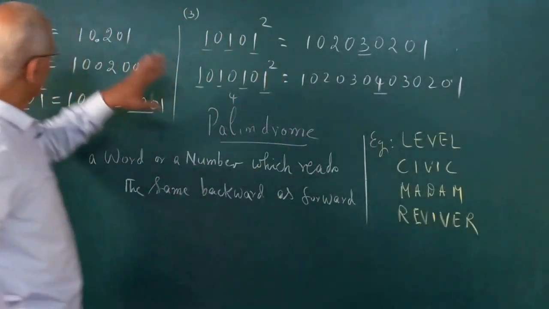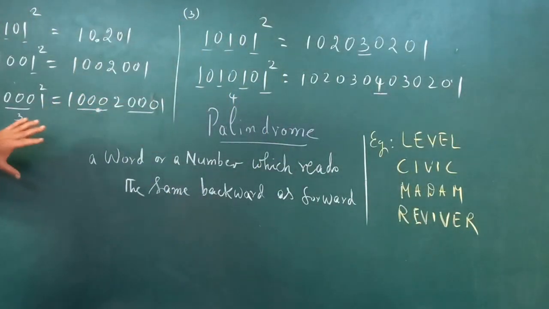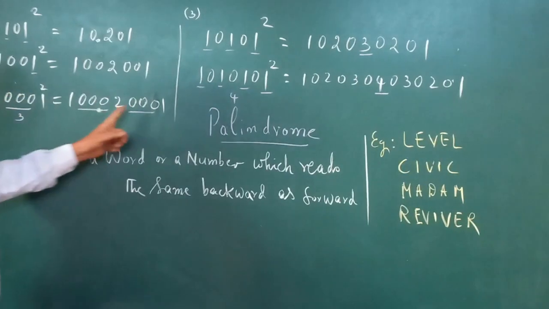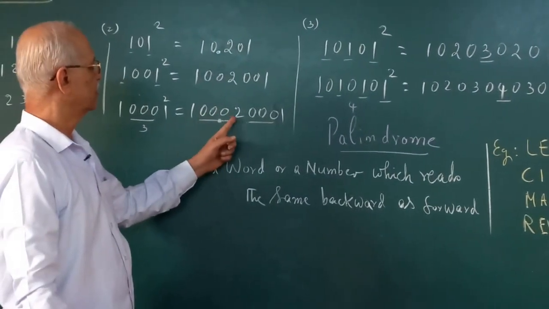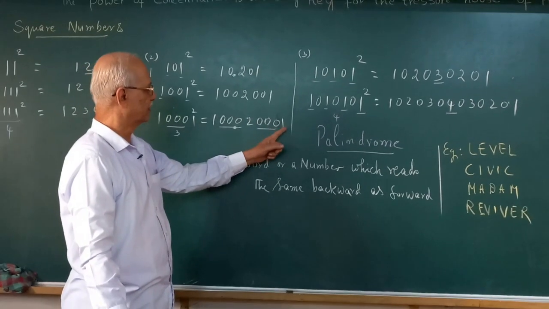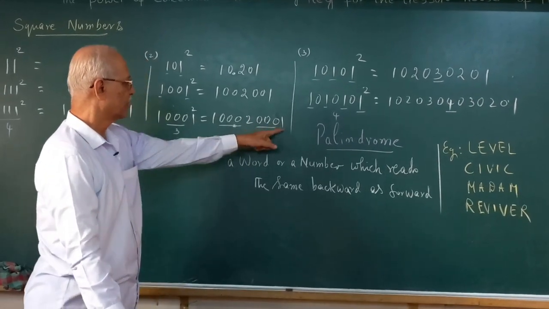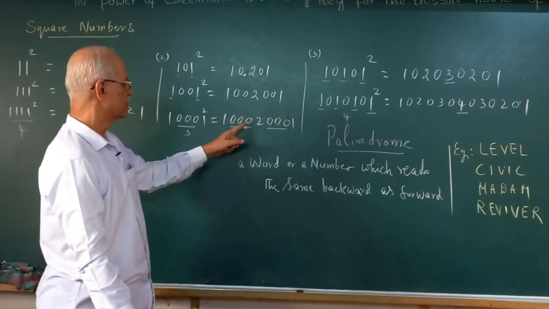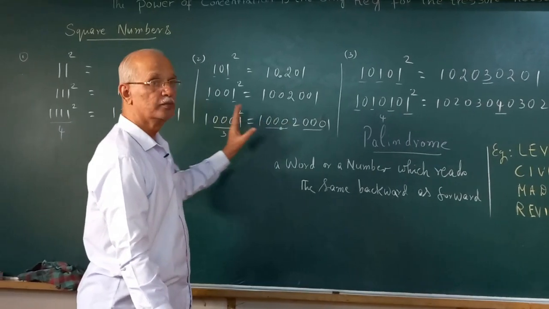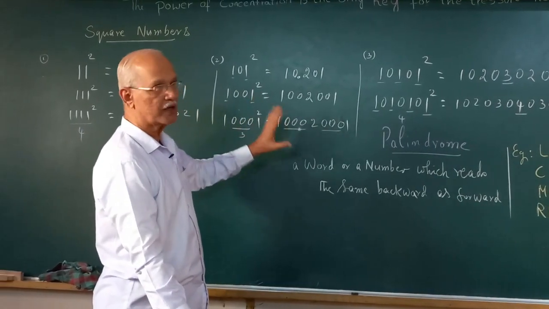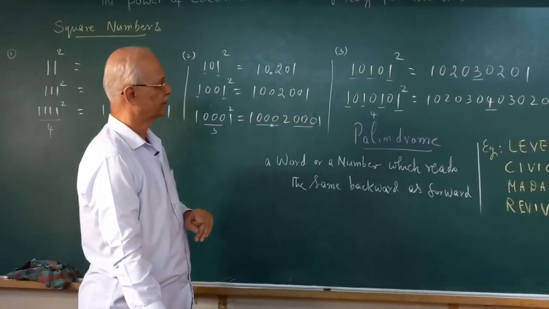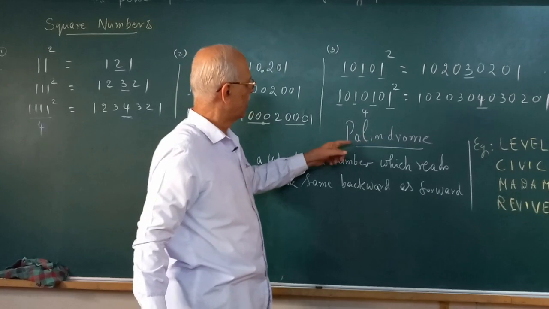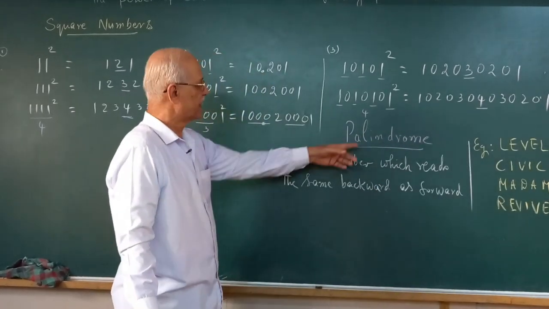So, if you look at these numbers, they read same forward and backward. 1, 0, 0, 2, 0, 0, 1, 0, 0, 1. Here also, from here if you read 1, 0, 0, 0, 2, 0, 0, 0, 1. Both it reads forward same as similar to backward. So these numbers are palindrome. We call it as palindrome.